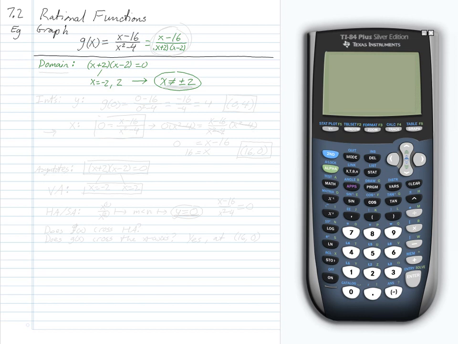So again, this function will not cancel, or I should say nothing will cancel in this function. The x plus 2, x minus 2, and x minus 16 have nothing in common. So I can move straight into finding my intercepts.